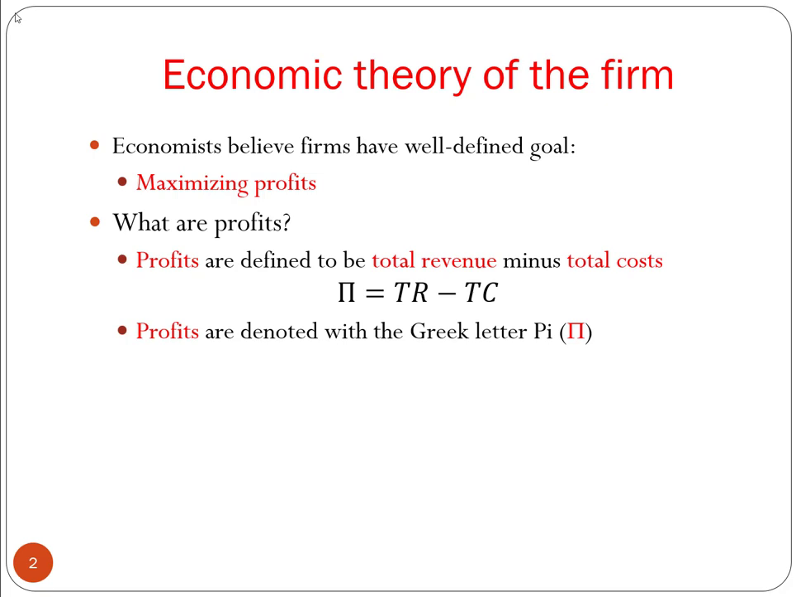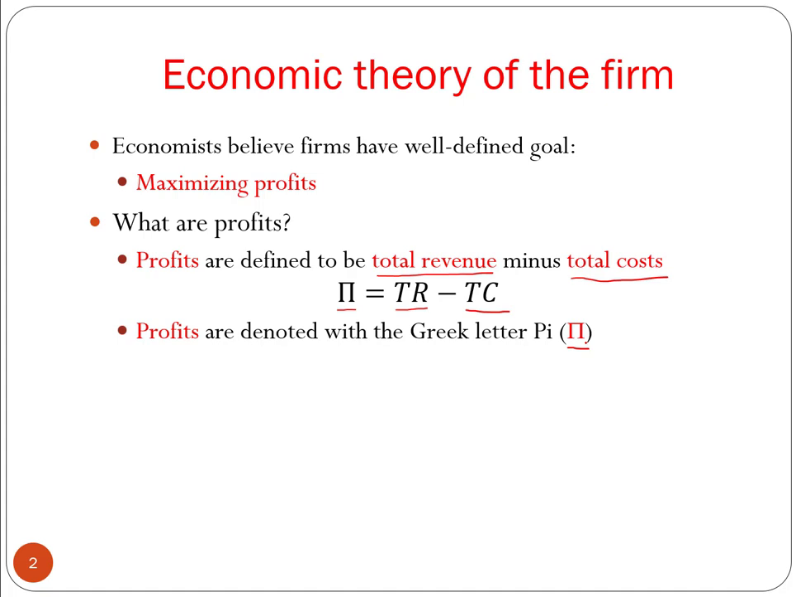So the first question is, maximize means make as big as possible, and so the next question is, what are profits? And the basic way we're going to think about profits is total revenue minus total cost. In algebraic terms, we'd write this as pi for profits equals TR for total revenue minus TC for total cost. So we're always going to denote profits with this letter pi. So whenever you see a pi written on the slides or on the board, you know that that means we're talking about profits.